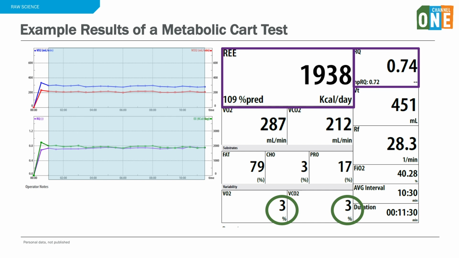We can also see that the RQ represents that fat is likely the primary substrate being utilized by this patient. I've also circled below the variability of VO2 and VCO2. In short, the more jagged the lines in the graph are on the left-hand side, the greater these numbers will be. In our tests, we aim to get these numbers below 10%. Additionally, on this printout, you can see that the duration of the test was 11 minutes and 30 seconds, and the FiO2 as set by the ventilator was 40%.